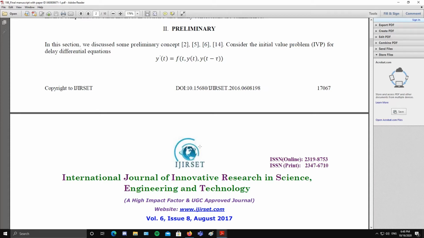Analytical solutions of delayed differential equations are not as easy compared to analytical solutions of ordinary differential equations. Numerical techniques play a crucial role in finding the solution of DDEs.